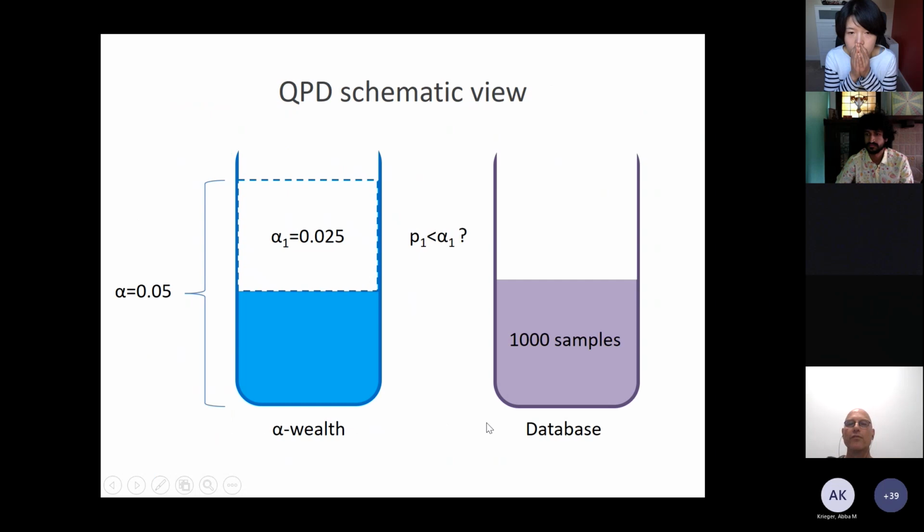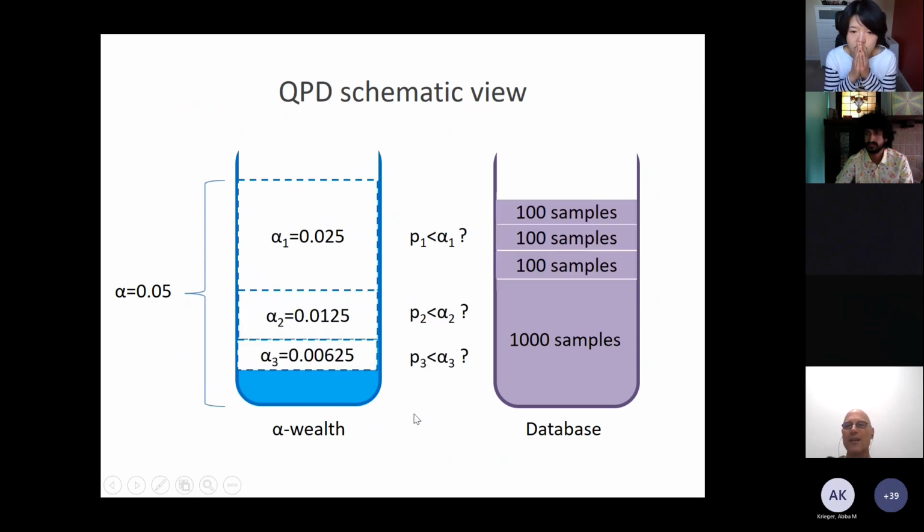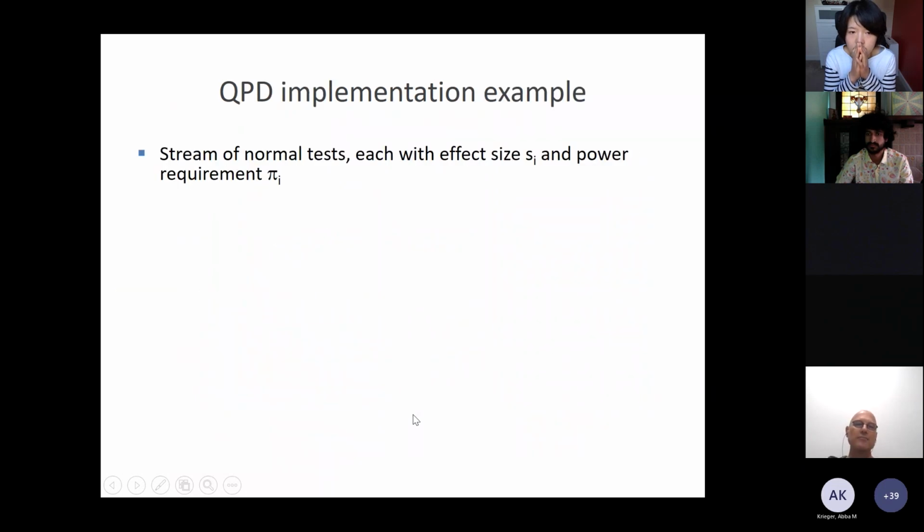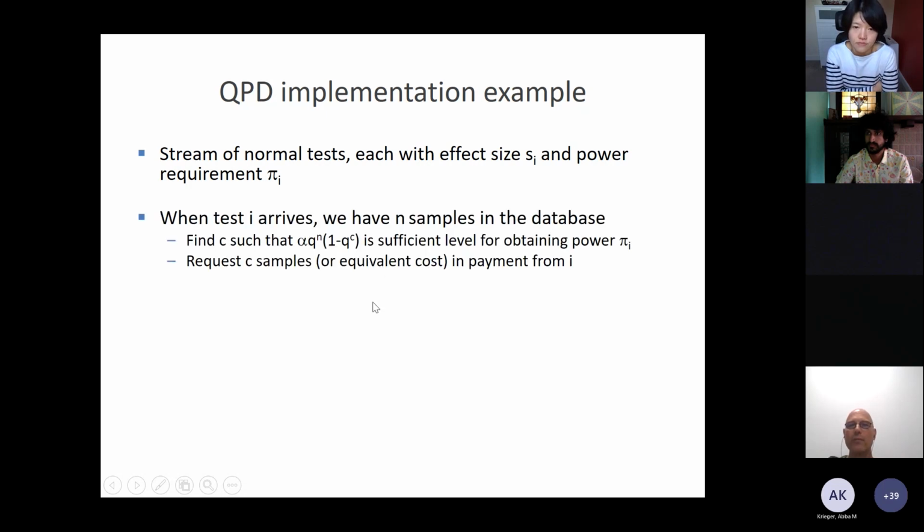So the schematic view of how this works: you do a test, you add data, you do a test, you add data, and you want to do that in a way that guarantees power to future users. Just as an example, which is kind of a canonical example, say we do a stream of normal tests with some effect sizes and power requirement.